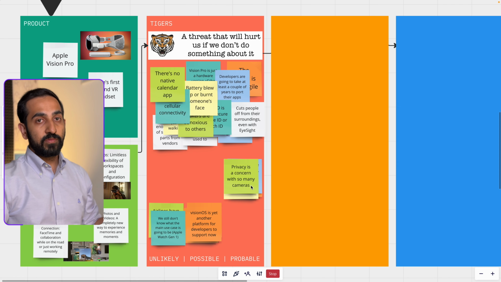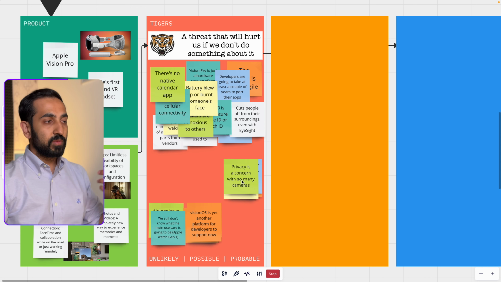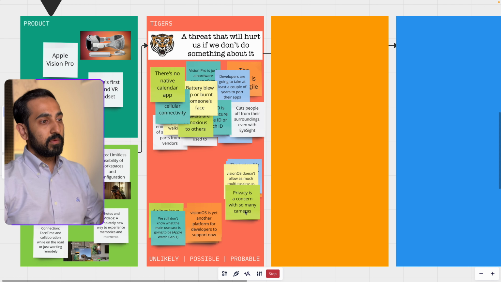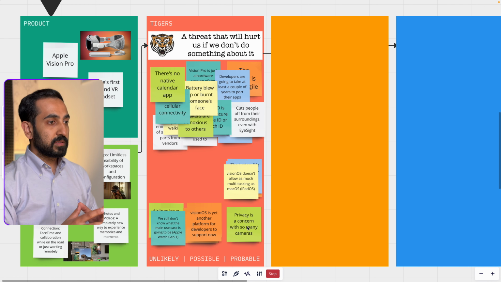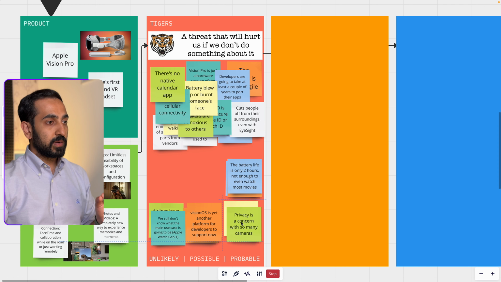Privacy is a concern with so many cameras. This is also one of the main reasons why the Google Glass project failed in 2013 because people just didn't want cameras around them. It's now 2024. People are much more used to having cameras around them. And so this is still something that we will mitigate using eyesight and other things, but we have to have a plan there. Vision OS doesn't allow as much multitasking as Mac OS and this is reminiscent of iPad OS, which really had problems with multitasking. So we have to make sure that the software really solves for multitasking.